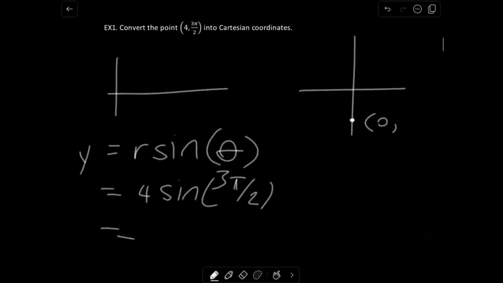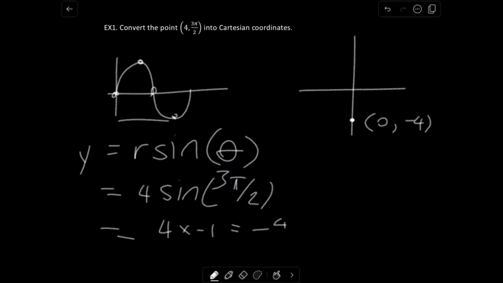So the sine graph looks like that. Important points go in steps of pi over 2. So 0, pi over 2, pi. Here is 3 pi over 2. That gives us minus 1. So it's 4 multiplied by minus 1. That's minus 4. And excellent.